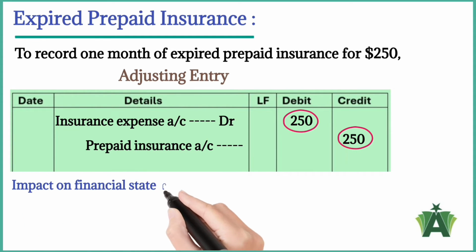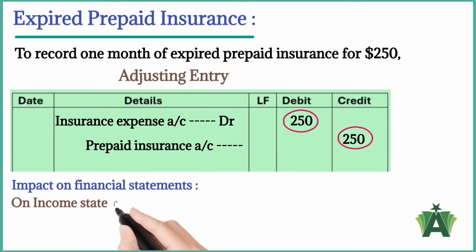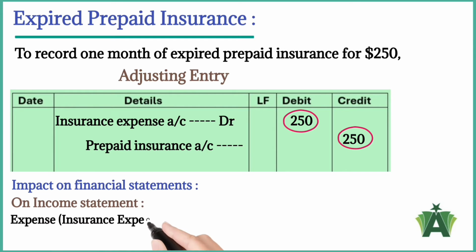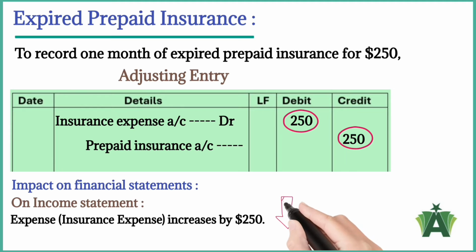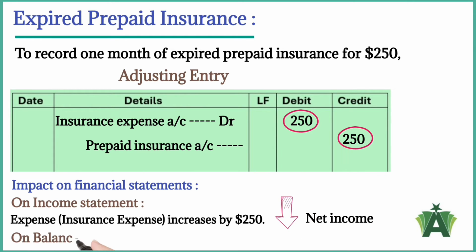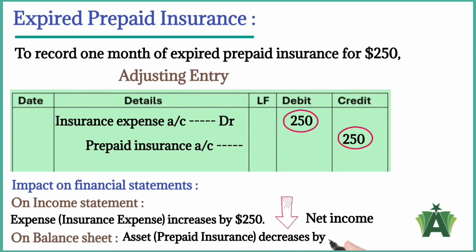Impact on the financial statements. On income statement, insurance expense increases by $250. This reduces net income by $250. On balance sheet, asset prepaid insurance decreases by $250. The prepaid insurance account is reduced as the coverage expires.